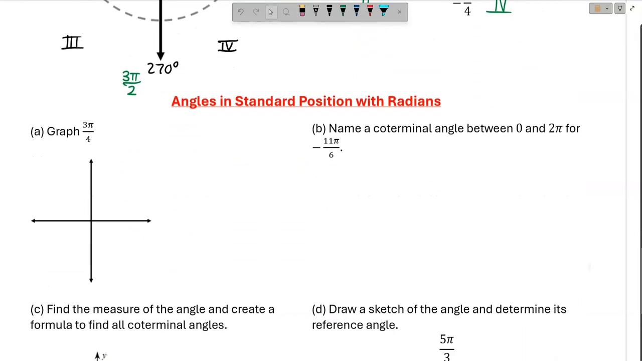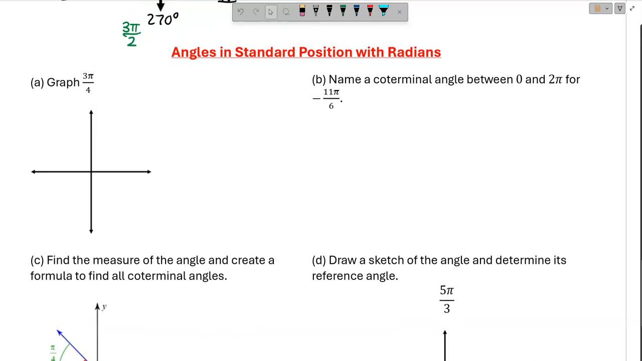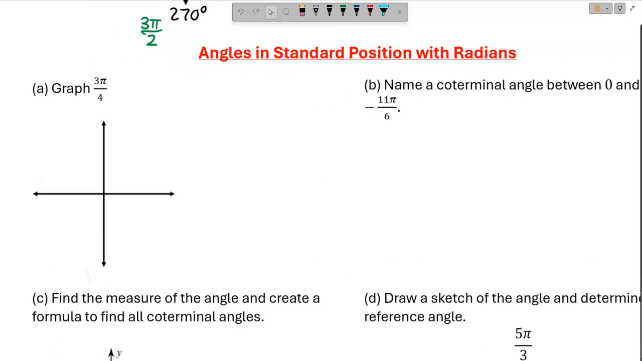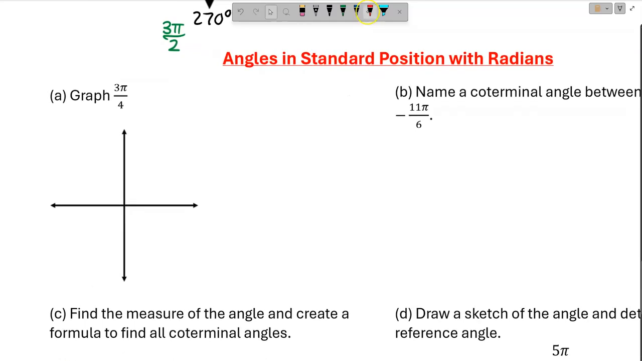With that being said, we've kind of already done some of this, but let's look at it one more time from the perspective of radians. So the first one says graph 3 pi over 4. So I want to remind you of the same idea as I said before. So we're going to start at center position on the positive x-axis. 3/4, okay, is smaller than 4/4. So 4/4 is 1 pi. That's the 180 degrees. So I know I've got to be less than that. So we're going to go 3/4 of the way around.